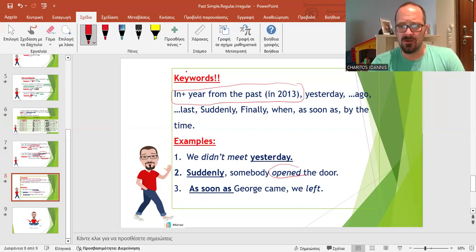And some other words like when, as soon as. I have an example here with as soon as. As soon as George came, we left. And another one in negative with yesterday. We didn't meet. Past simple, negative, yesterday.